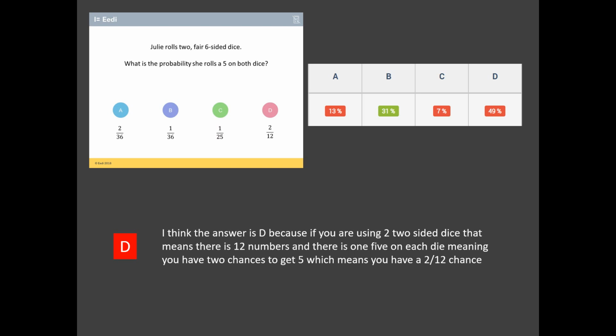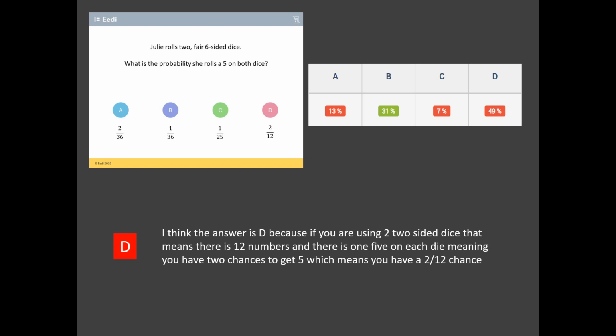And we know that's an issue straight away. There are not 12 numbers. There are 36 things that can happen. But you can see where 12's come from. They've done 6 plus 6. And there's 1 5 on each, meaning you have 2 chances to get a 5. But that's not true either. There's 1 5 on each, and it's both got to happen. You've got to get a 5 on one and a 5 on the other. There's only one way that happens. So both of those issues, the numerator and the denominator, are wrong.